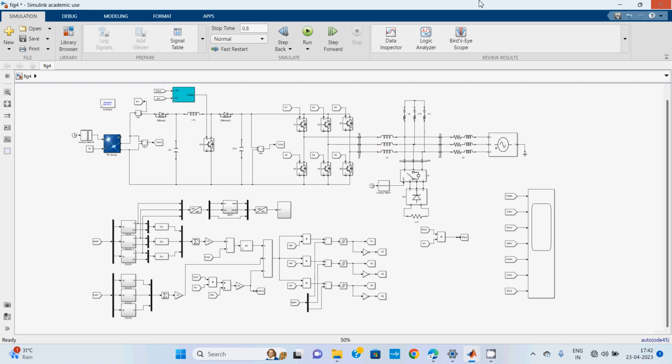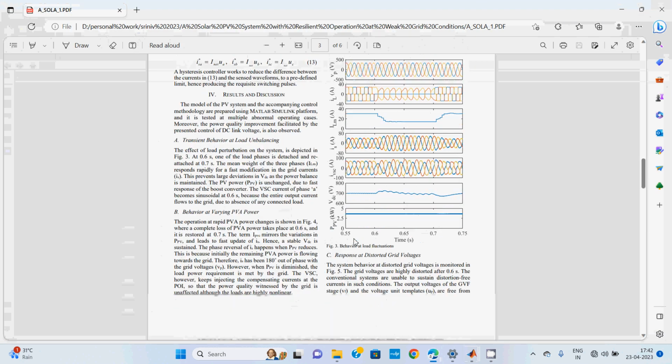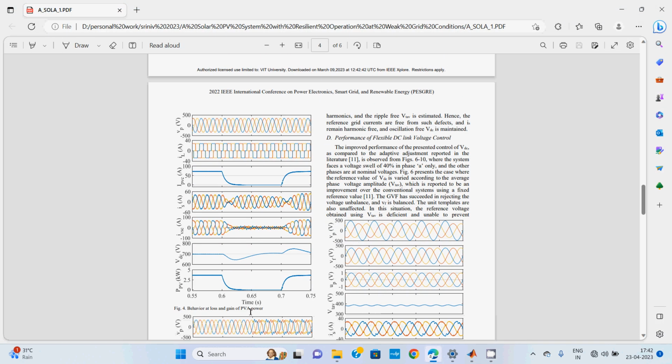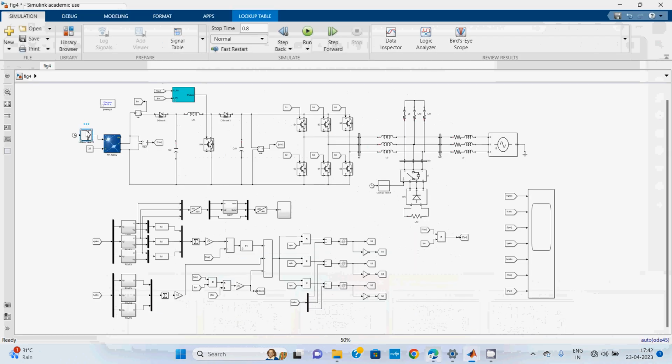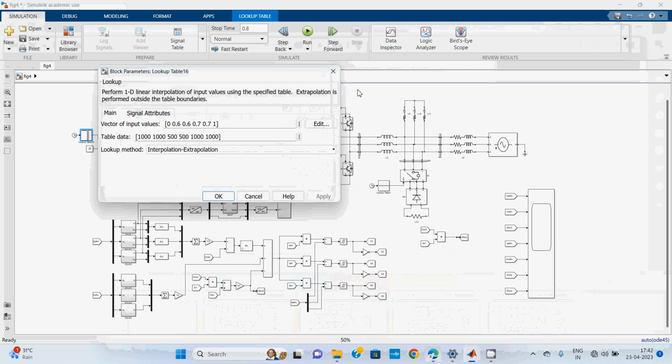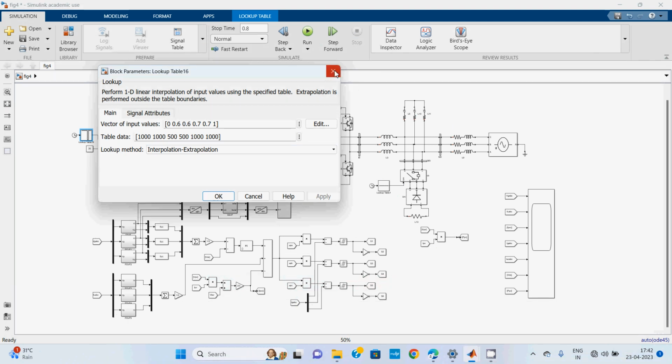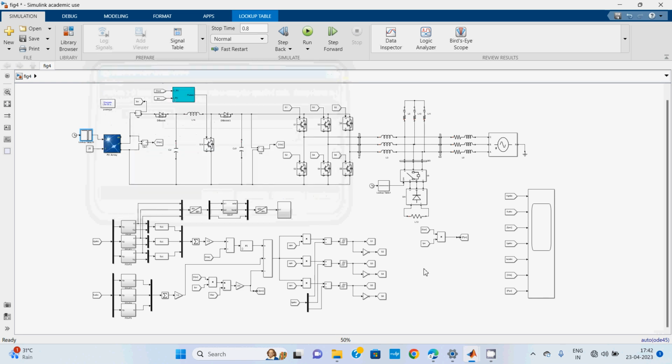And in the second case, we are going to change the PV panel radiation. PV panel radiation will change at the time interval of 0.6 to 0.7. We are considering 500 Watt per meter square, and the remaining time will be 1000 Watt per meter square. Here I am taking the load as constant. And I just opened the control strategy for your sake.